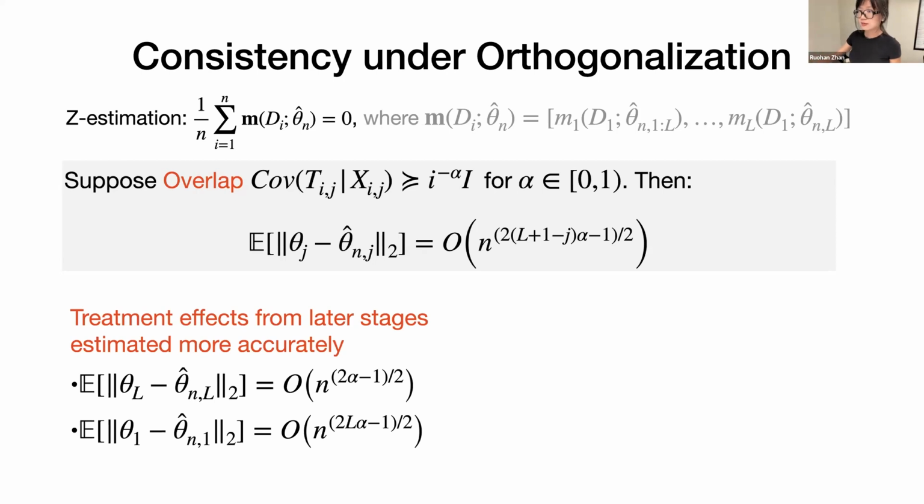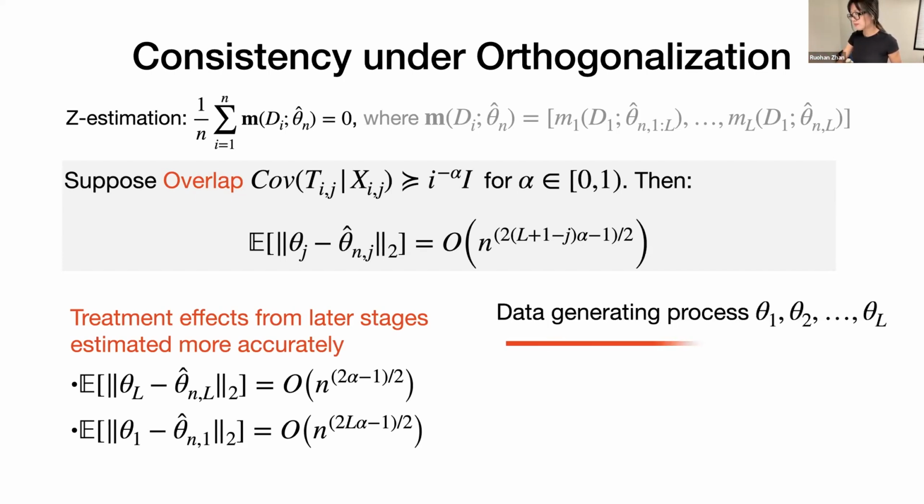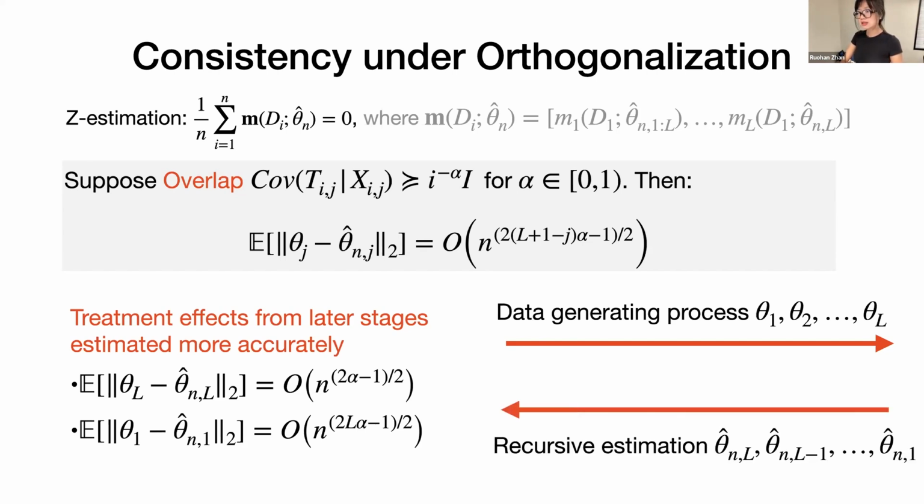And I just want to interpret the result a little bit more. For the last stage, we have this estimation rate, but for the first stage, we have a much slower estimation rate, as was just mentioned. This is because although the data is generated from theta 1 to theta L, from the first stage to the last stage, our estimation is conducted recursively, in a backward direction. So we estimate theta L first, and finally we estimate theta 1. So the error will back propagate to the early stages' treatment effect.